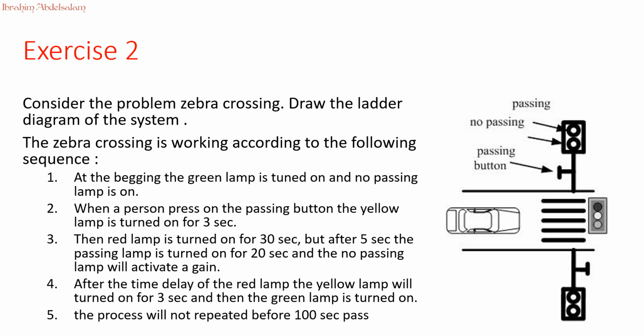But after 5 seconds, the passing lamp is turned on for 20 seconds and then the no passing lamp will activate again. After the time delay of the red lamp, the yellow lamp will turn on for 3 seconds. Then the green lamp is turned on again. The process will not repeat before 100 seconds pass.